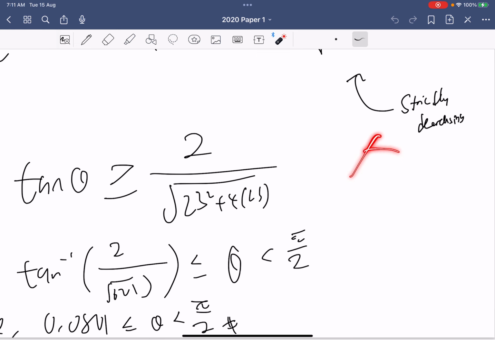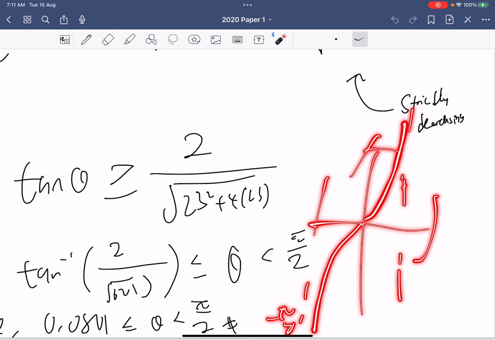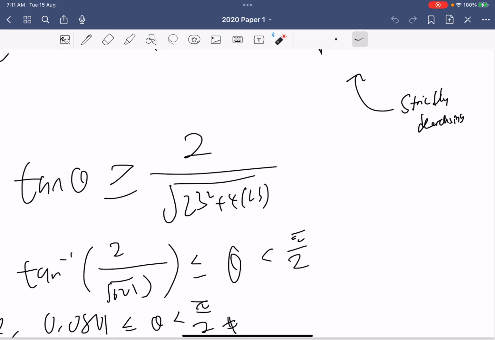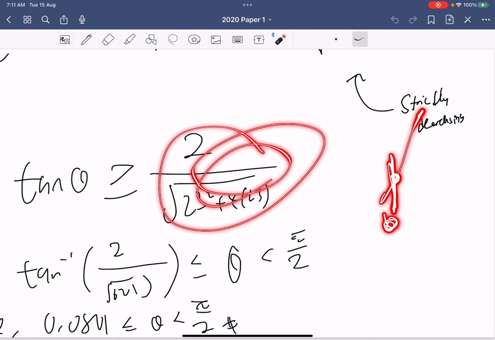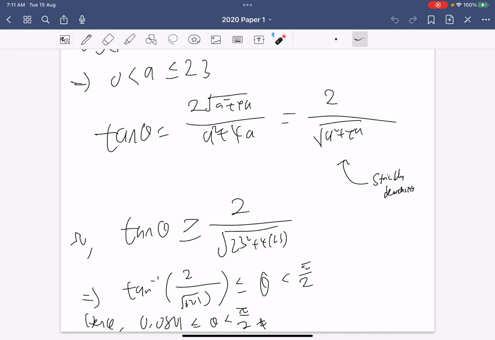Because, okay, the tangent graph looks like that. This is pi over 2, and this is minus pi over 2. So we know the unbounded part is the pi over 2, so we just need to find this portion. So you just take tangent inverse of this value, which is 0.0801, and this part we stick with pi over 2. So theta must lie within 0.0801 and pi over 2, and this part can be equal.